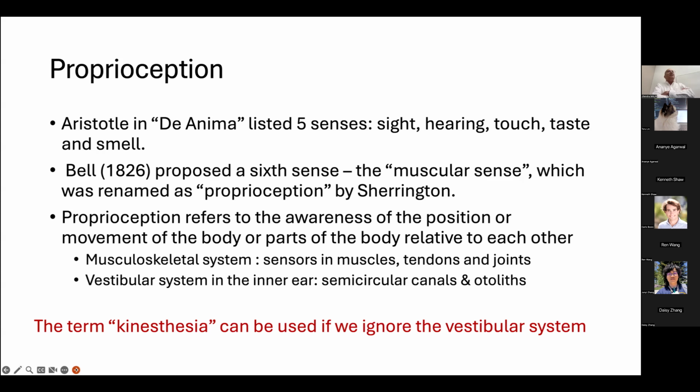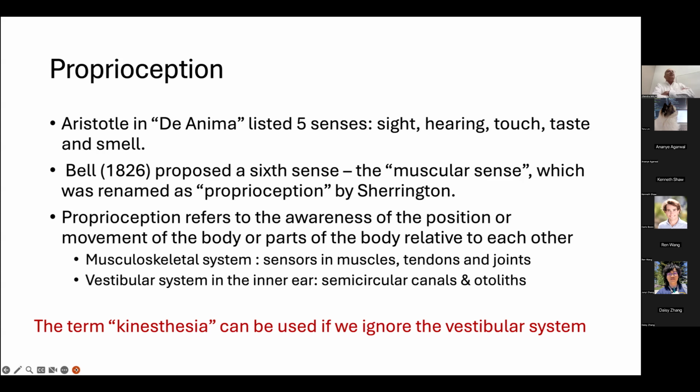So what does that term mean? Receptor is just some measurement device. Proprio means about yourself. It's the same root as proprietary, property. It's like your personal property. It's about you. So proprioception is to be contrasted with exteroception. Exteroception is about the external world. Proprioception is about your internal world.